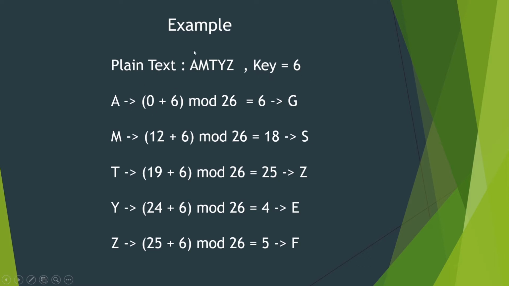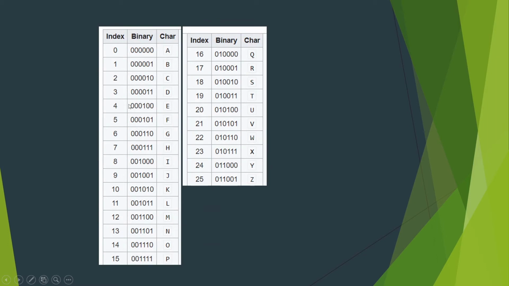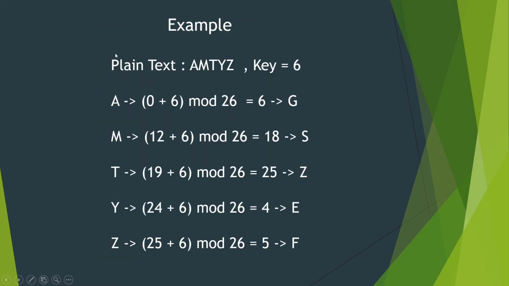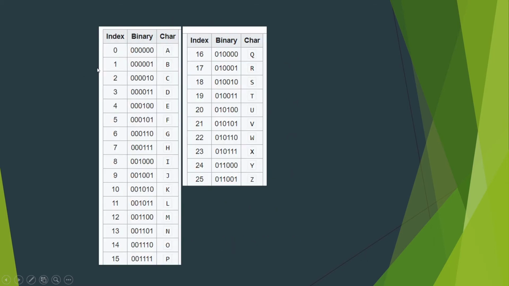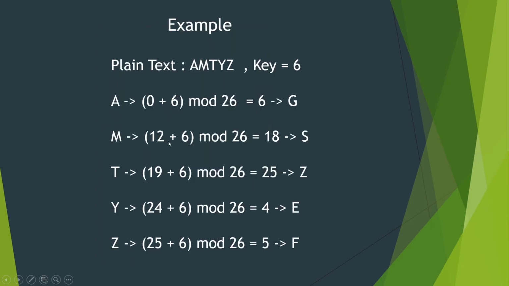Think of it as an abbreviation, and I have already determined the key is equal to 6. We need to apply the Caesar cipher to each and every character. Let's take A. In the previous table, let's find the index of A. A is at index 0, and you do 0 plus the key, which is 6, modular 26. 0 plus 6 gives 6, and after division by 26, the quotient is 0 and the remainder is 6. If you look at 6 in the table, you get the value G. So write it down, G. Our A in the plain text has been converted into G in the cipher text.